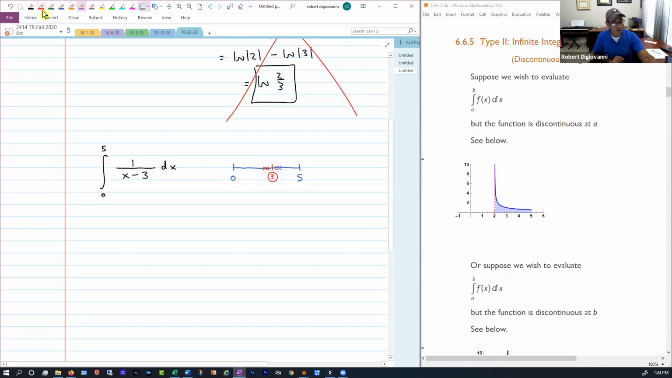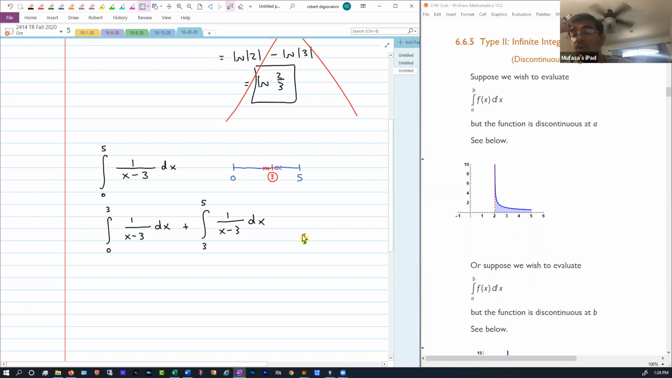Okay, so watch how I do it. Integral from 0 to 3 of this plus the integral from 3 to 5 of this. Does that make sense so far?